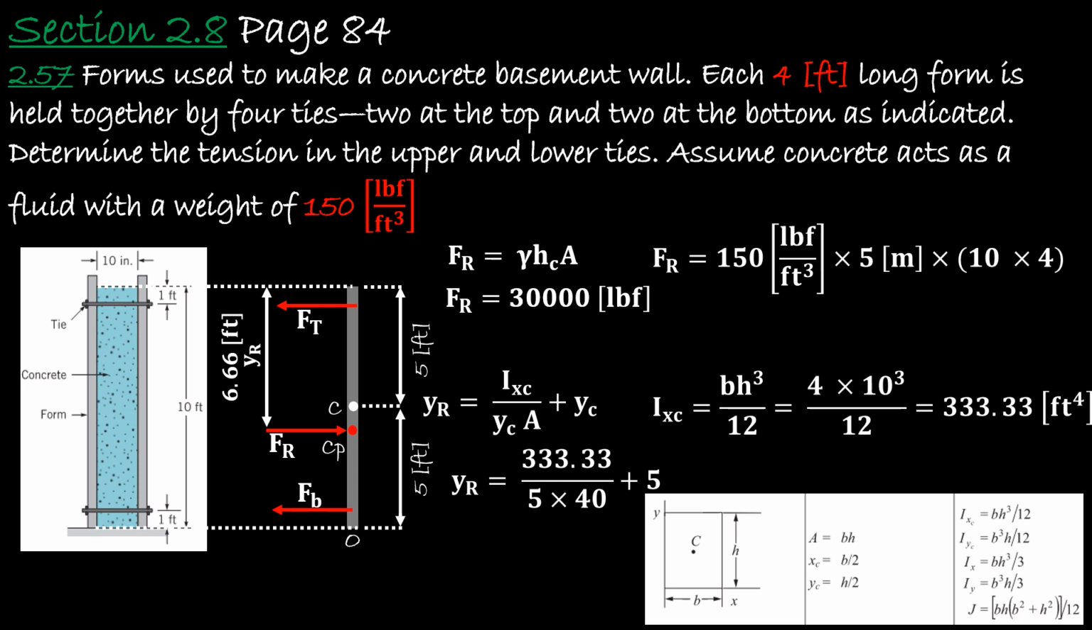So we found Y sub R, we found F sub R. Now what we need to find is the force on the top and the force on the bottom due to the ties. And that's by summing the moments equal to 0 and summing the forces using the three static equations. First, we sum the forces in the x direction equal to 0. So F sub R goes to the right, positive, and the top force and the bottom force go to the left, negative.